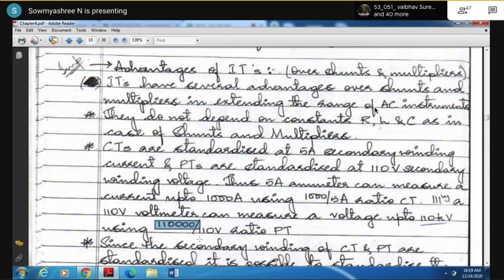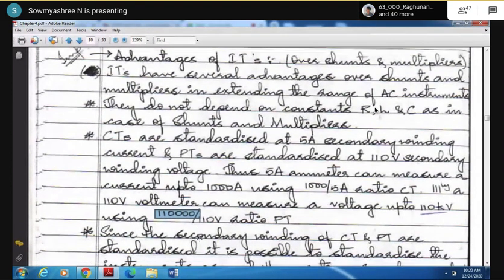In case of shunts and multipliers, it was restricted to measuring only certain amperes of currents or voltages. Now we are measuring up to 1000 amps, whereas it was restricted only to a few hundred amperes. For voltage, it was restricted only up to a few millivolts or some smaller ranges of voltages. But using CTs and PTs, we can measure a very high range of voltage as well as current. Are you getting my point? That is the advantage of CTs and PTs, that is instrument transformers, over shunts and multipliers.